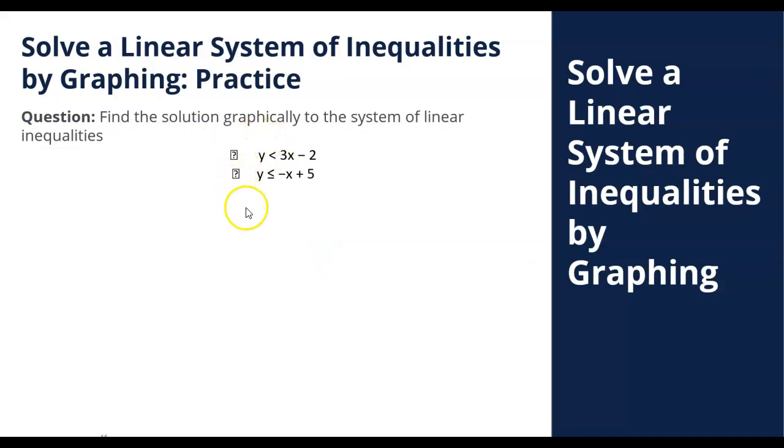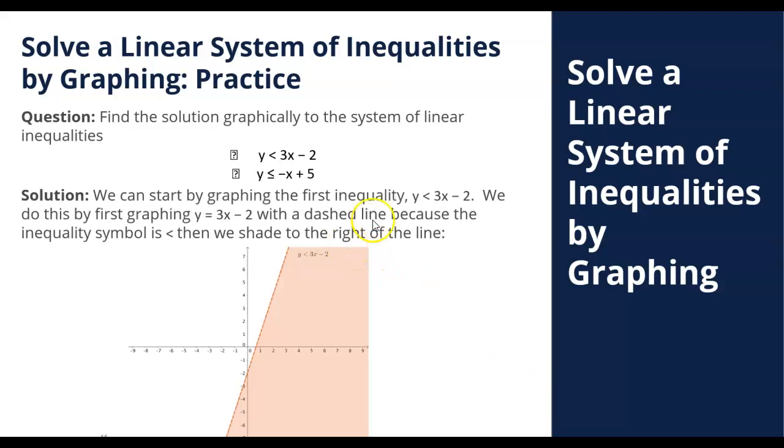For example, here, we want to find the solution graphically to the linear system of inequalities. You're given two inequalities. We have y less than 3x minus 2, and the other one is y less than or equal to negative x plus 5. To solve this, we will first plot the inequality y less than 3x minus 2. You do that by first graphing the line y equals 3x minus 2, and then you use a broken or dashed line because you don't have an equality symbol here.